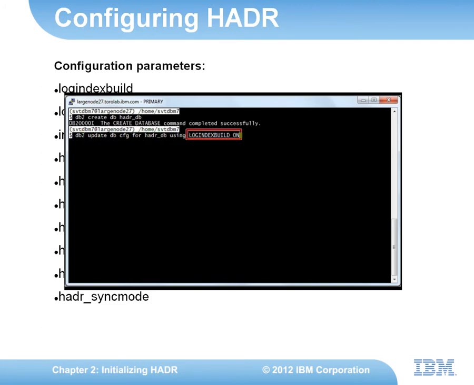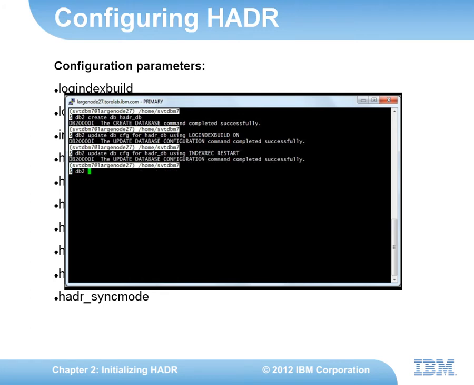Setting log index build on removes the potential for having to wait for invalid indexes to be rebuilt on the standby if it takes over as the new primary. By setting index rec to restart, we're specifying that after a takeover, all invalid indexes on the primary are to be rebuilt. This process won't prevent clients from connecting to the database. We're setting logarchmeth1 because by default, databases are enabled for circular logging, but we need to make our HADR database roll forward recoverable.